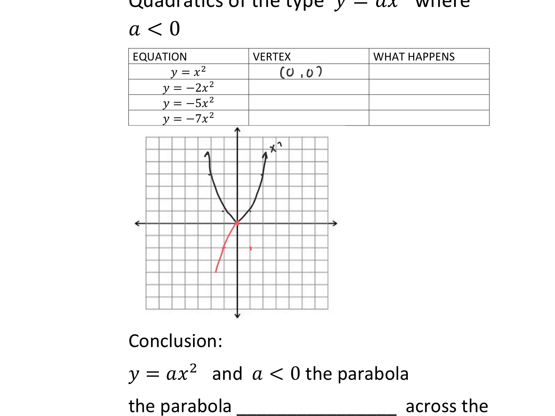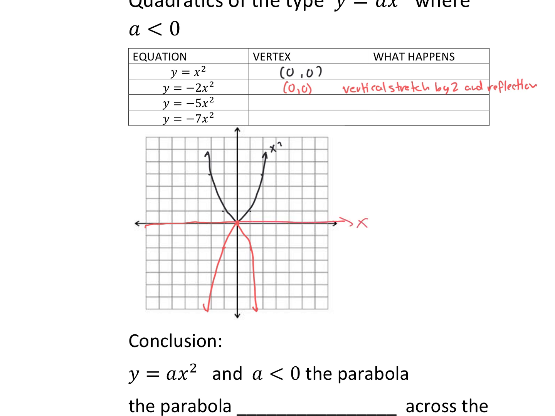So that is going to not only stretch it, but also flip it over. So the vertex is still at 0, 0. It has a vertical stretch, so it is making it skinnier, pulling it up, and a reflection. So the reflection is in the x-axis. This x-axis is the mirror line. So we're flipping it over this x-axis.